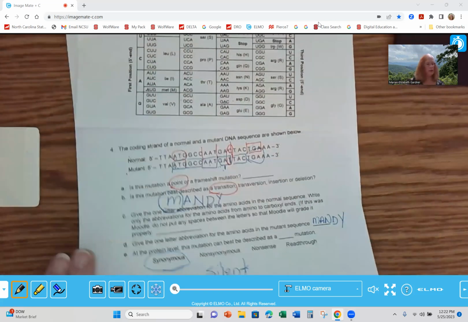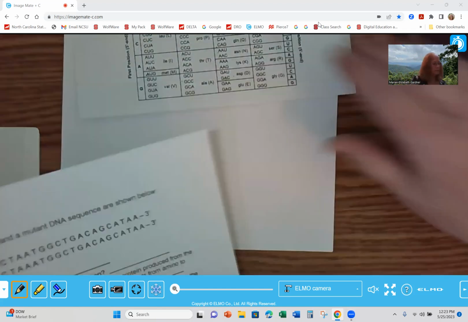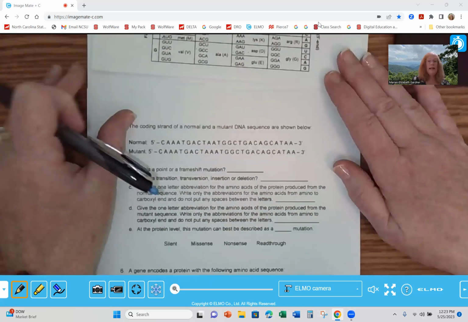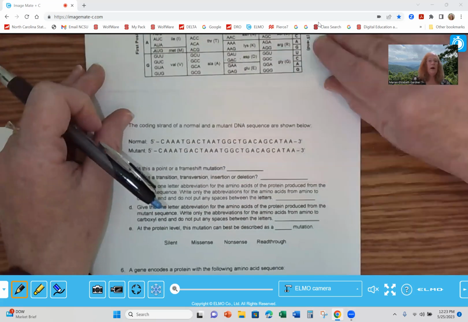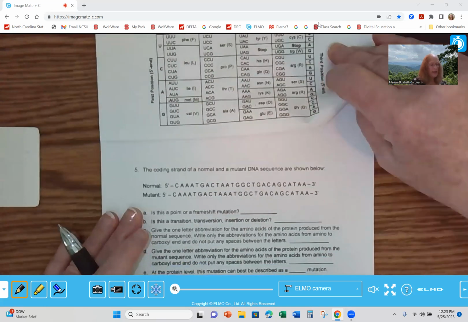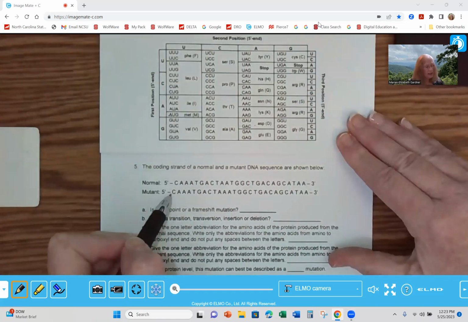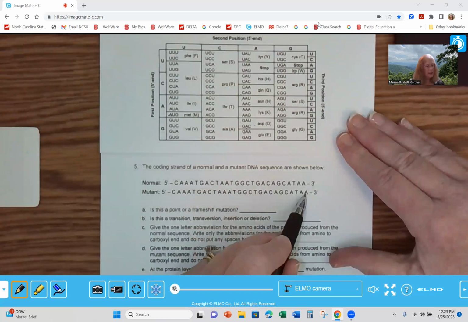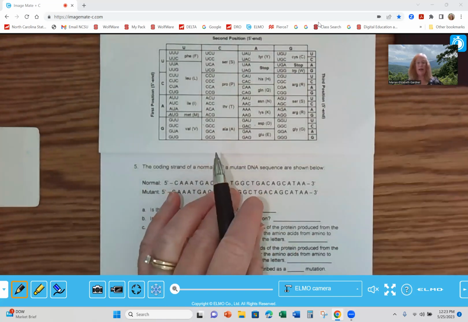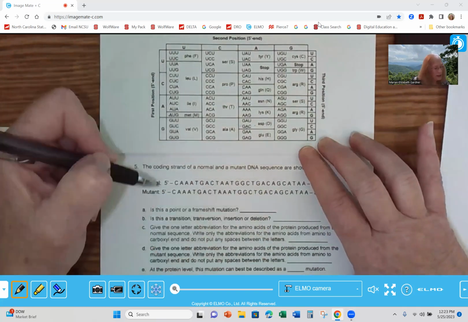Let's try another one. Another piece of DNA here. And again, although things don't line up perfectly, it does appear that we can tell in this case a difference between the lengths of these two DNA sequences. Looks like the second one is a little bit longer. So I'm guessing this is a frameshift mutation. And we'll go along and see if we can figure out where the change is.